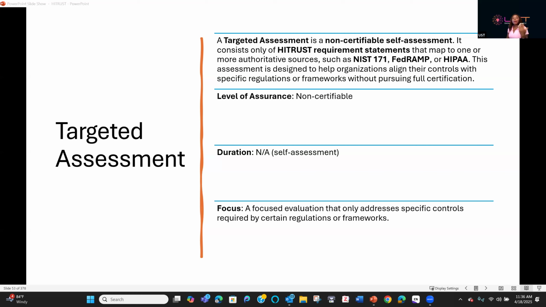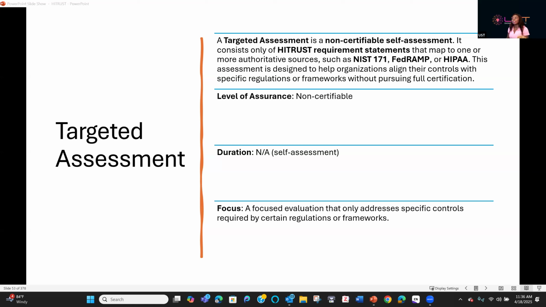So maybe you want to see if your system aligns with any one of the authoritative sources that we've mentioned. Then you might choose to go with a targeted assessment. That's why there's talk of self-assessment. And with this one, you do not need any certification. Also, there's no duration. No, you don't need to receive any certification.